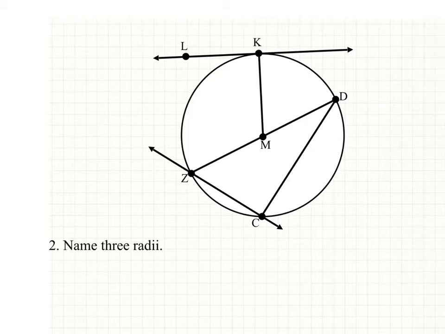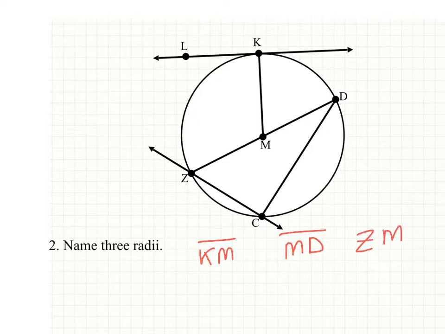Now, the radius has a specific length, so it should be noted as a segment. So we can say that segment KM is a radius, segment MD is a radius, segment ZM is a radius. Did I miss anything? So I have 3 different radii in this case.